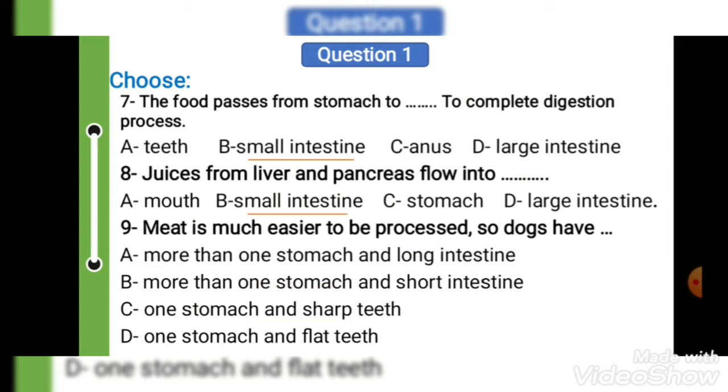Bravo. Meat is much easier to be processed than to be digested. So dogs have more than one stomach and long intestine, more than one stomach and short intestine, one stomach and sharp teeth, one stomach and flat teeth. First, when we talked about dogs, we said that meat is easily digested, so it needs one stomach. It doesn't have more than one stomach and it has a short intestine. But more importantly, it has sharp teeth. So my answer is one stomach and sharp teeth.